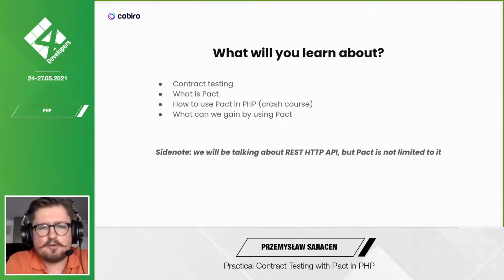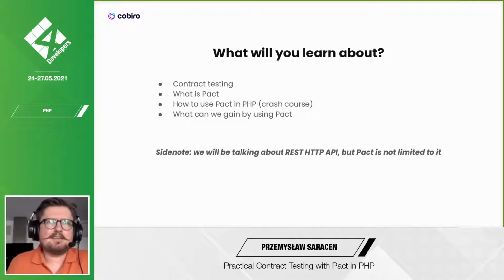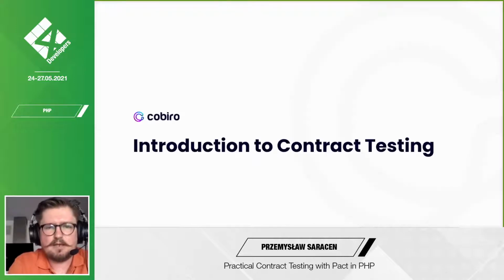There is also a small side note that we will be explicitly talking about REST HTTP APIs for communication between our applications, but that is by no means the only way we can use, and not the only way Pact actually supports. But I've decided to only talk today about REST HTTP API for simplicity's sake. So first, let's talk a bit about contract testing.